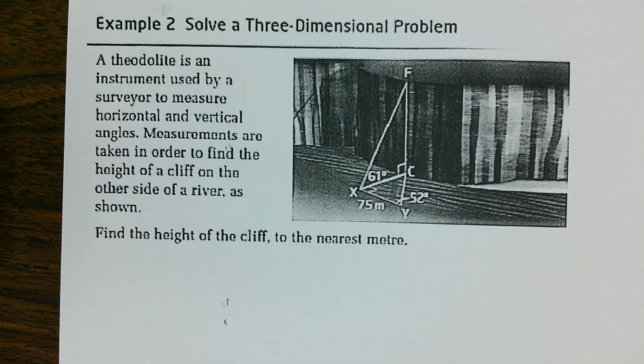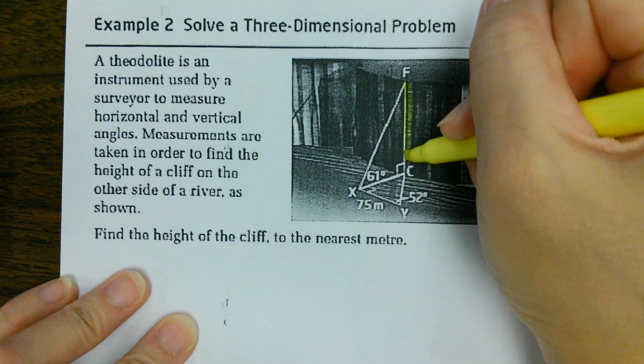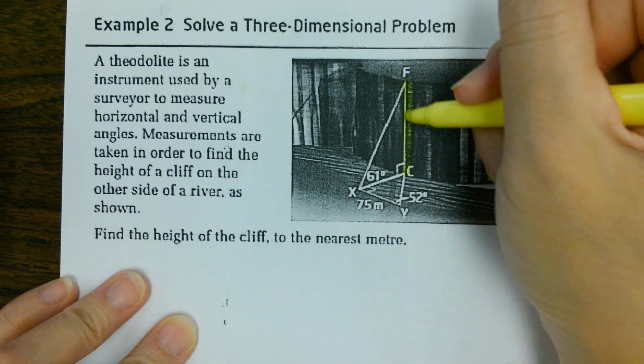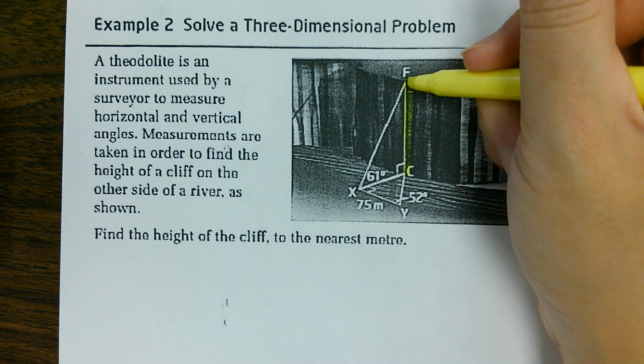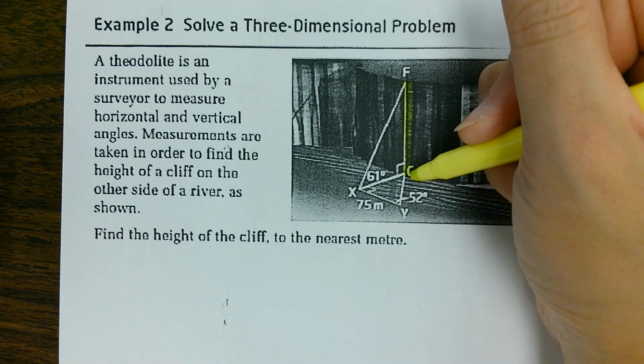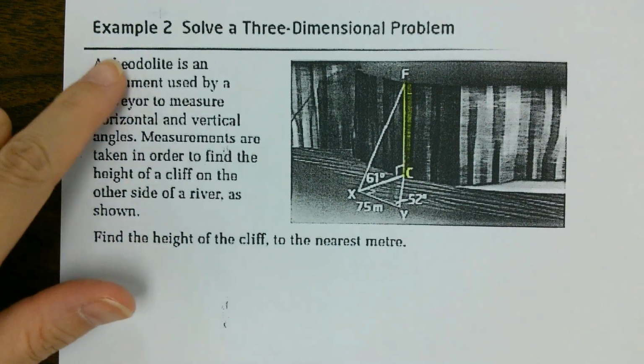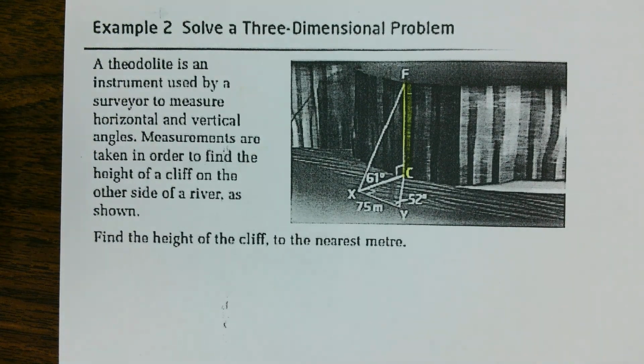A theodolite is an instrument used by a surveyor to measure horizontal and vertical angles. Measurements are taken in order to find the height of a cliff on the other side of a river, as shown. Find the height of the cliff to the nearest meter. Yes. Okay. So you're trying to find the height of the cliff, which is this right here, FC. So instead of somebody standing at the top of the cliff and dropping a measuring tape down and saying, hey, how tall is this cliff? They use the theodolite to measure the angles and then use math to calculate.